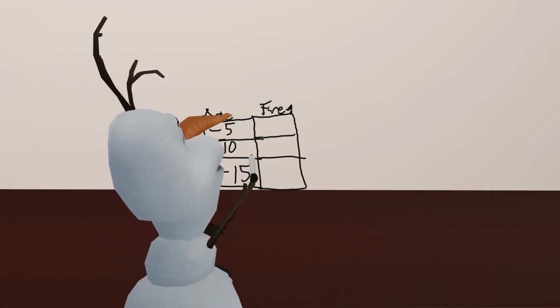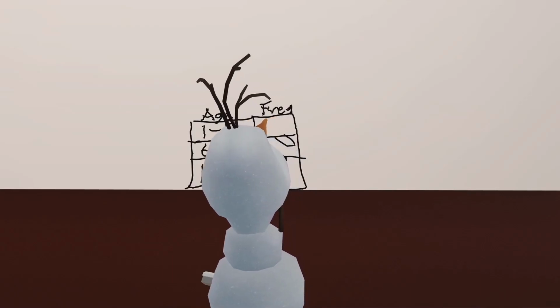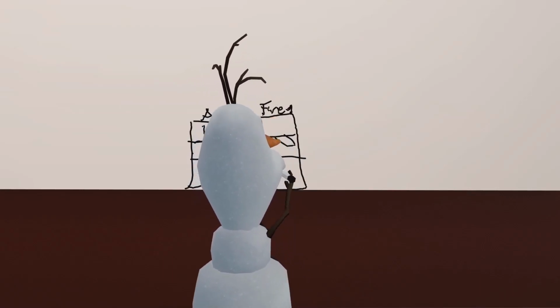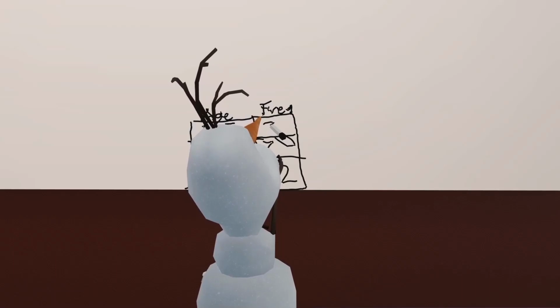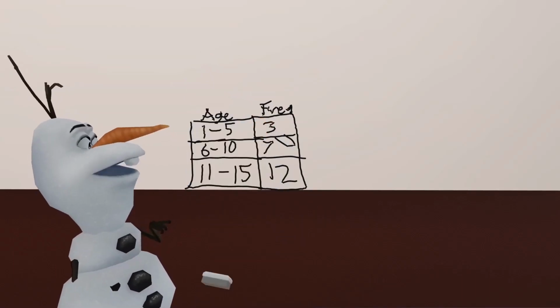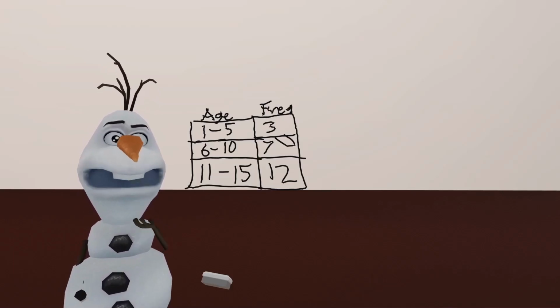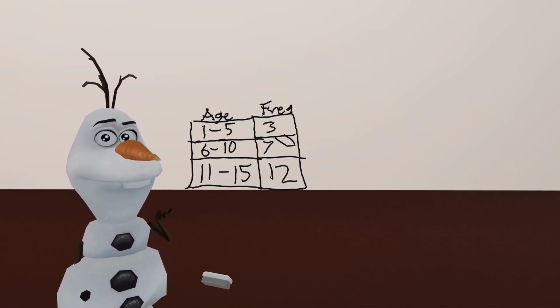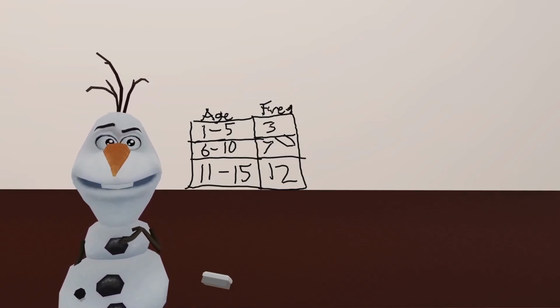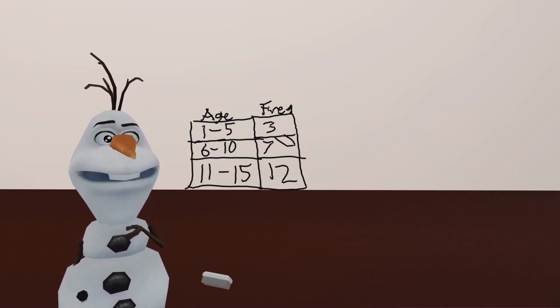So if I was to put some numbers in, we could see that between the ages of 1 and 5, there is 3 people. Between 6 and 10, there's 7. And between 11 and 15, there's 12.